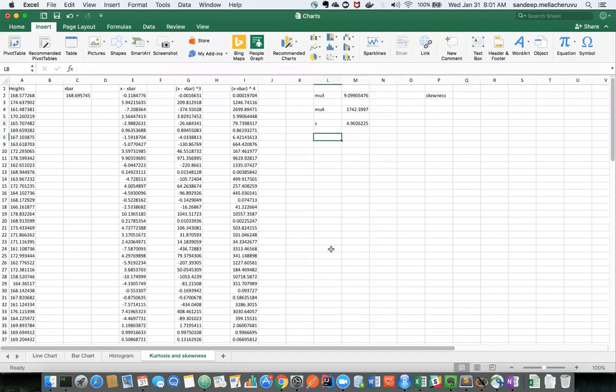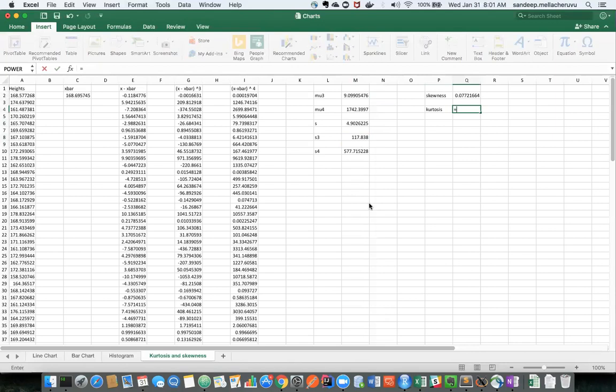Now S cube, let me write it as S3, is this one into the same S cube. Now S power 4 is this one into this one into 4 times. I can use the power function also. Anything is fine. Now what is skewness? M3 by S cube. This is my skewness coefficient.